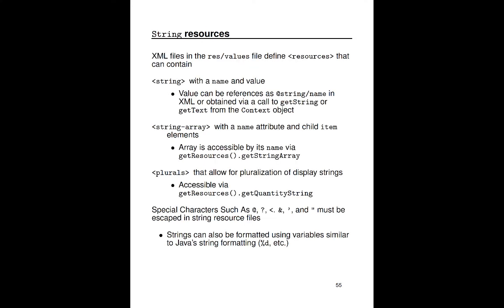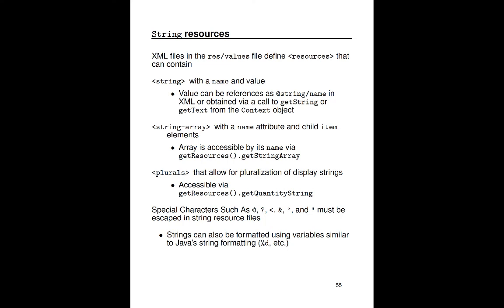Taking a closer look now at the XML files in the res values directory, these files define resources that contain things like strings that have a name and a value. So this is a display string or configuration string for your application. These strings are available to your code via the context object by invoking its getString method or getText method. Another type of resource is a string array, which is multiple strings. The string array itself has a name, and then it has child item elements that are accessible via getResources.getStringArray.